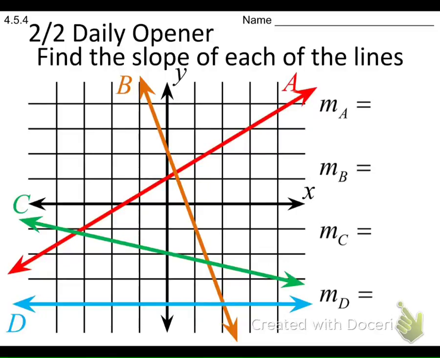Okay, so as I was saying, the only difference between today's opener and your quiz is that each line has its own coordinate plane, which makes it a little bit easier for you guys to determine which line goes with what. The first thing I'm going to do is find my line A. My line A is in red up here on the board, and I'm going to go through and find my lattice points.